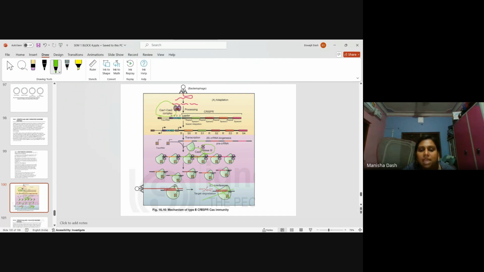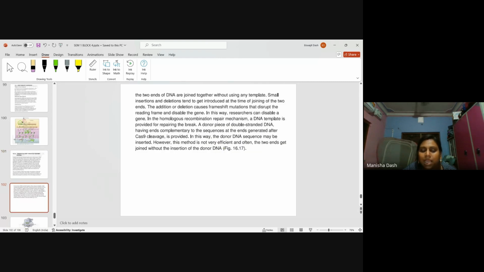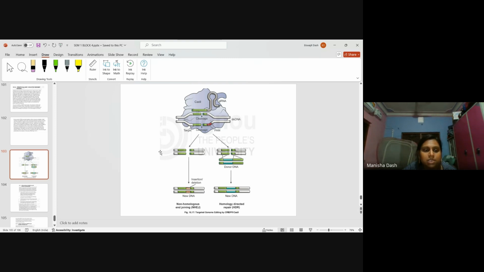Okay, so the same thing is exploited to carry out targeted genome editing in humans also. So this is the enzyme called Cas9, CRISPR associated enzyme 9, and this is a guide RNA. The gRNA stands for the guide RNA. So these are the double stranded DNA. The Cas9 along with the guide RNA can cut or cleave the target DNA.